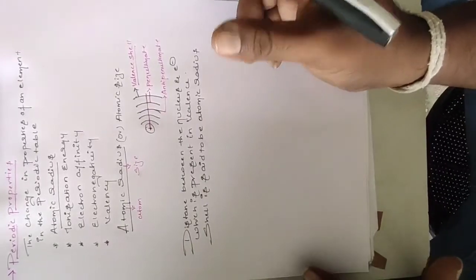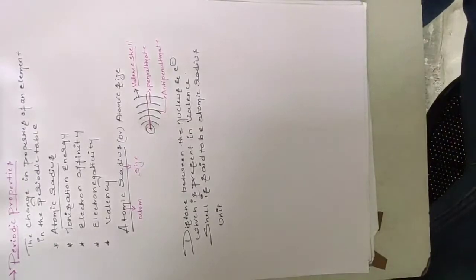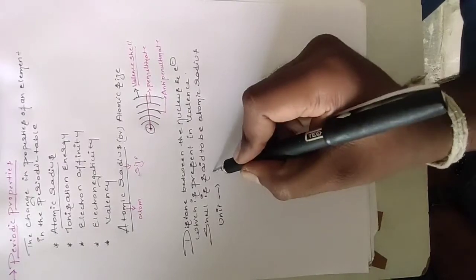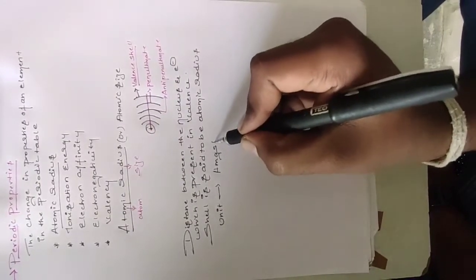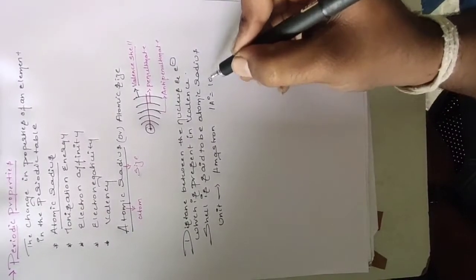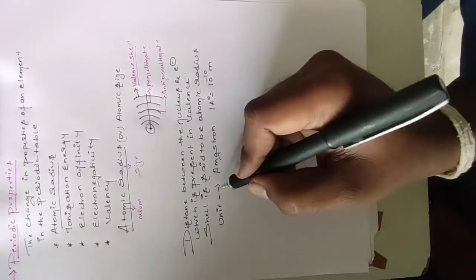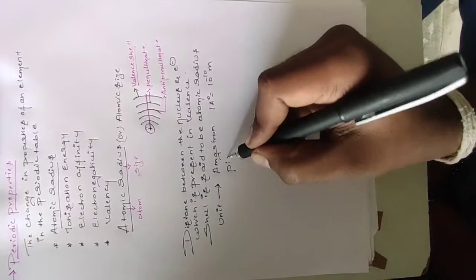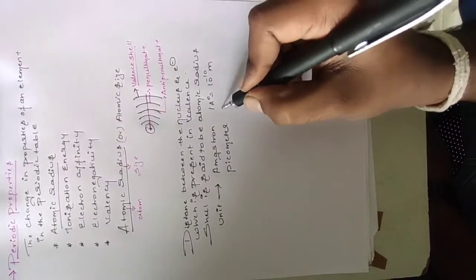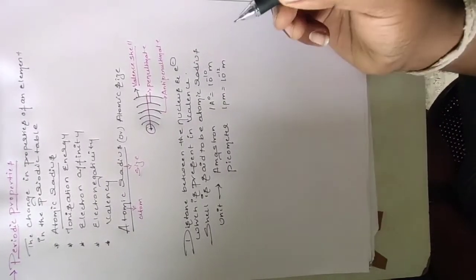What atomic radius? We'll talk next about units. Units means based on what the atomic radius will be measured. Okay, the first one is Angstrom. That is, 1 Angstrom is equal to 10 to the power of minus 10 meters. Next we can use another unit also, that is the picometer. That picometer is nothing but 1 pm, which is 10 to the power of minus 12 meter.